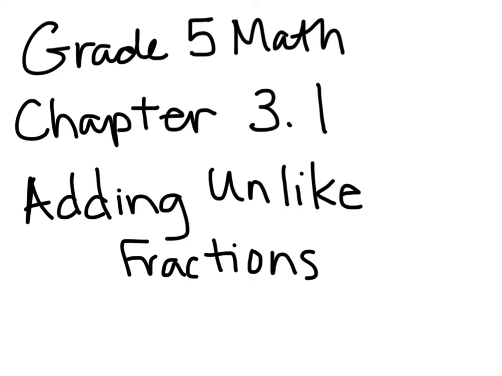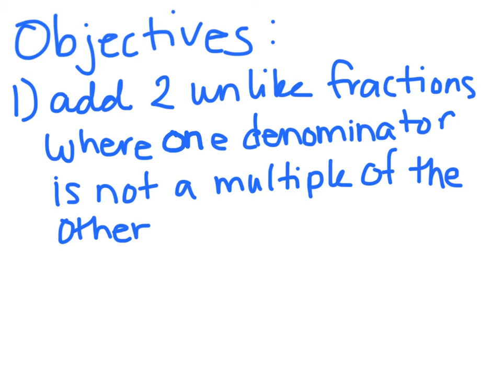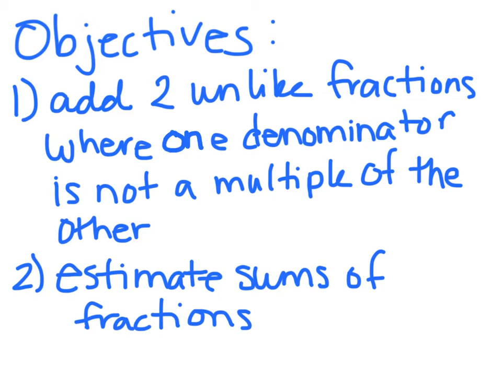This is chapter 3.1, Adding Unlike Fractions. This lesson has two main objectives. The first is to add two unlike fractions where one denominator is not a multiple of the other. The second is to estimate sums of fractions. Let's begin.